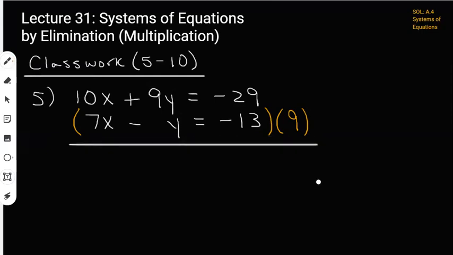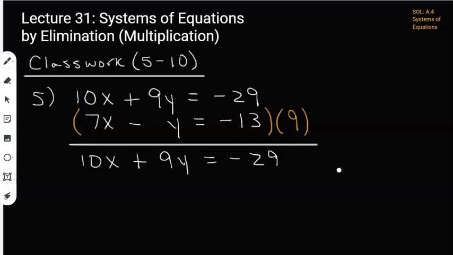So I'm going to multiply the entire bottom row by 9, but I'm going to keep the top row the same. So the top row is still 10x plus 9y equals negative 29. So the top equation stays the same. I didn't multiply by anything yet. But the bottom row, I'm going to multiply by 9. So that means every single number in the bottom row is going to get multiplied by 9.